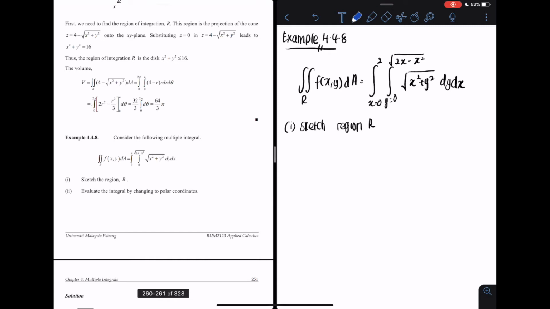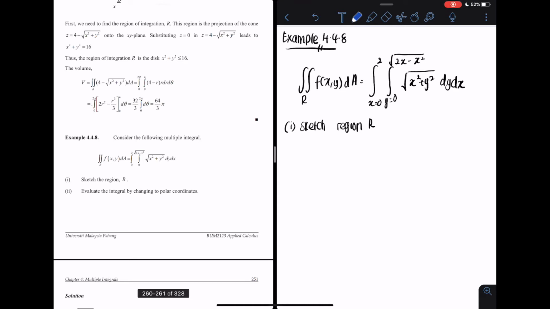Basically the question will be very clear, where we will ask you to sketch the region R first, and then you will see the region R that you sketch somehow belongs to a type of polar curve in polar coordinates. And then it should trigger something in your mind that the question can be easily solved by using polar coordinates, not the other way around. So let's try to look at this question.